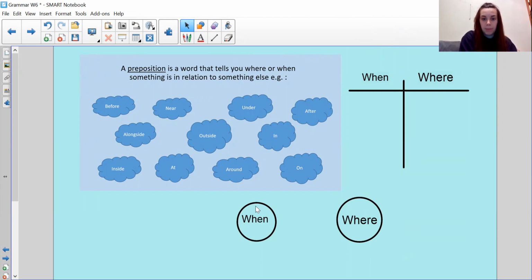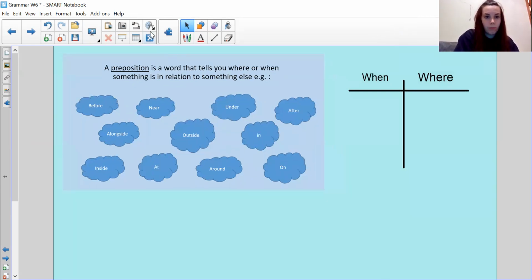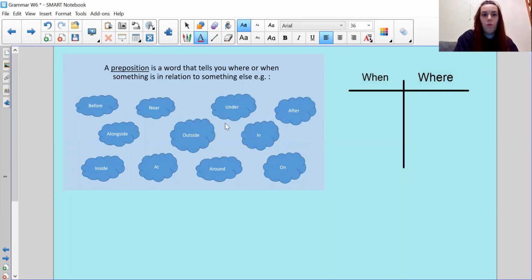I'm just going to delete the mind maps because it's probably easier for me to pop them in the table. So let's have a look. Before you come to school, before you get on the train, well, those tell us when. We're doing it before. We're not doing it on a Tuesday. We're doing it before. We're not doing it at the park, which will tell us where it's at the park. We're doing it before.